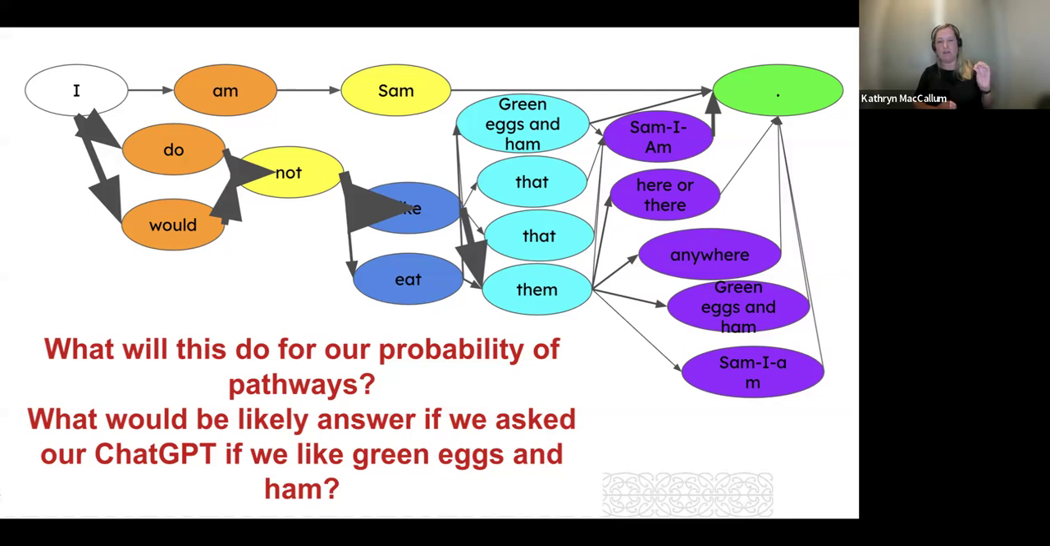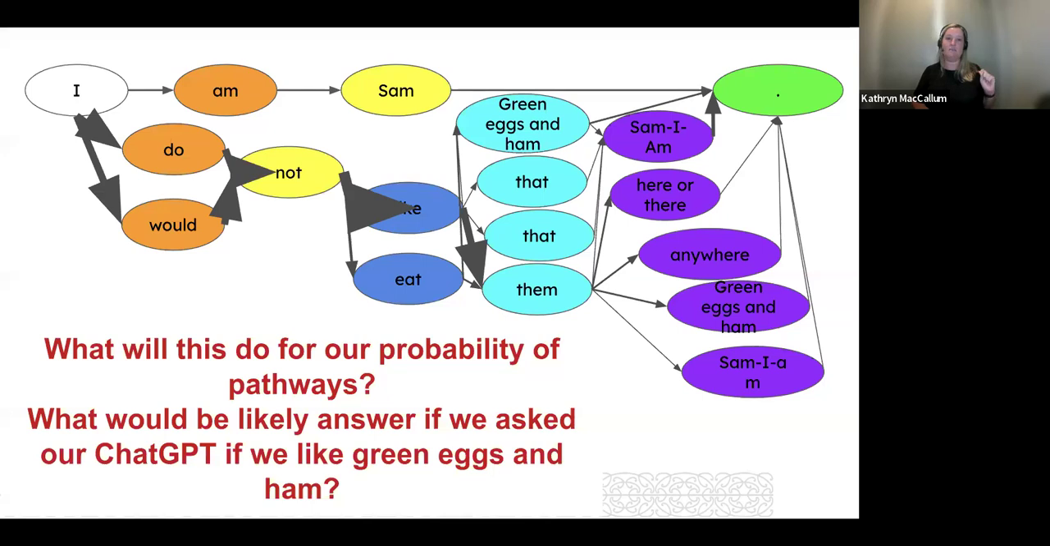So let me ask that in a slightly different way. If this was the large language model that underpinned ChatGPT, and we typed in a question of, would Sam like green eggs and ham? What do you think the likely response would be?